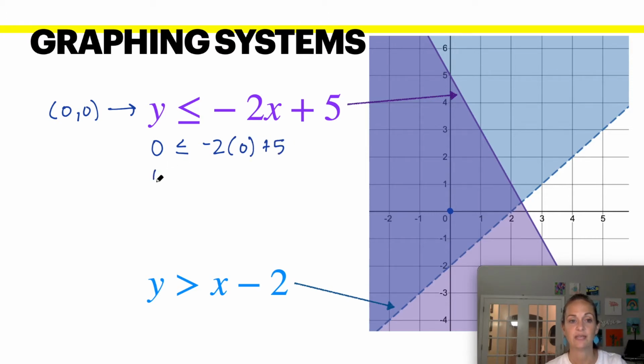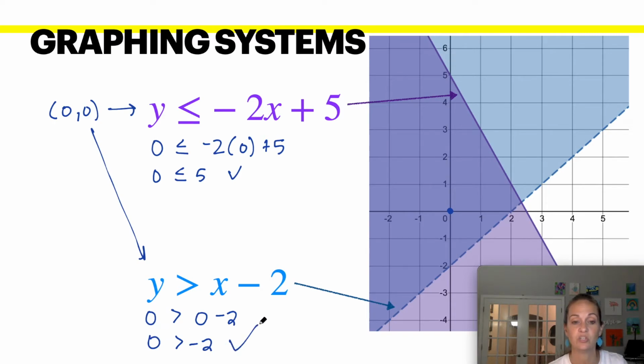That means if you were to plug in 0, 0 into this inequality, y is 0, x is 0, you will get 0 is less than or equal to 5. That is a true statement. And if you were to plug in 0 here as well, you would get 0 is greater than -2, which is a true statement. So any coordinate point that is inside this overlapping region will be a true statement for both inequalities.